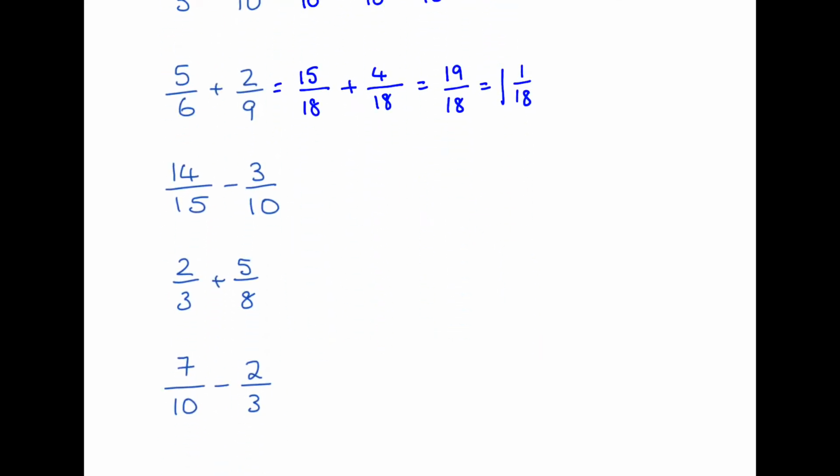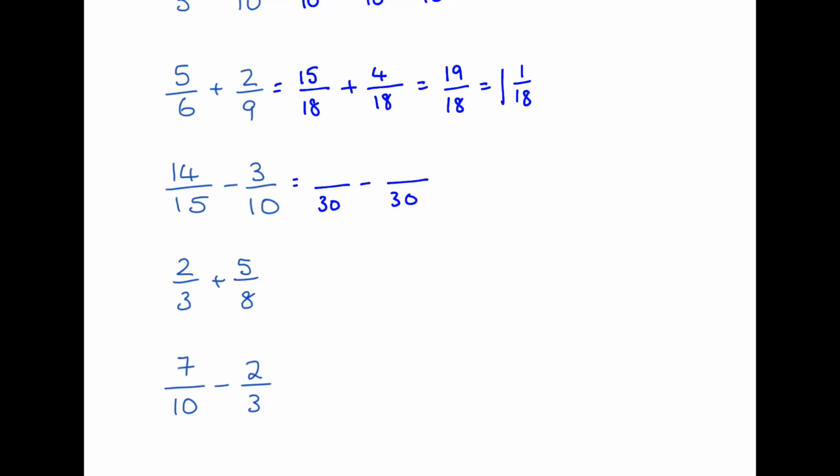14/15, take away 3/10. So let's have a think. We need to find out the smallest number that 15 and 10 both go into, and start with the 15. So 15, 10 doesn't go into 15. 30 would be the next number in the 15 times table, and 10 does go into that. So 30 is the common denominator there, the lowest common denominator.